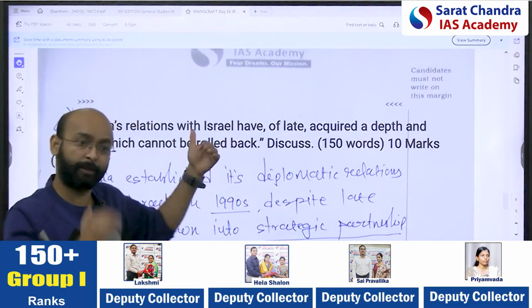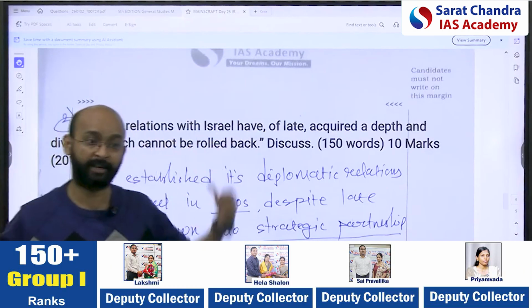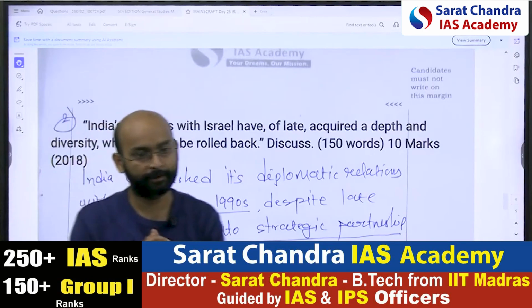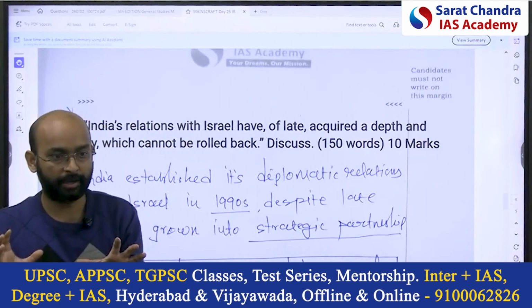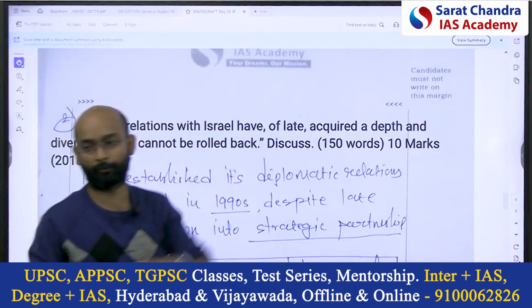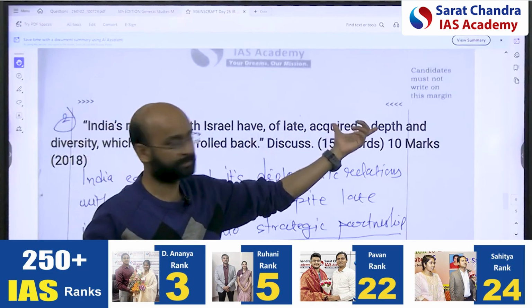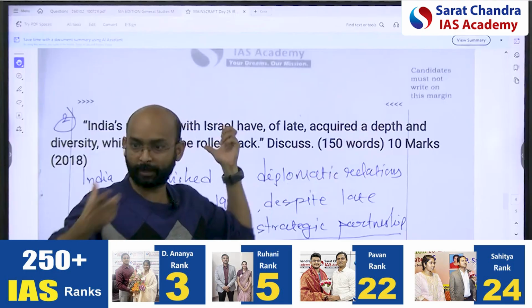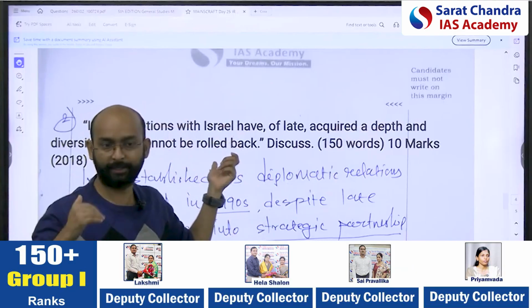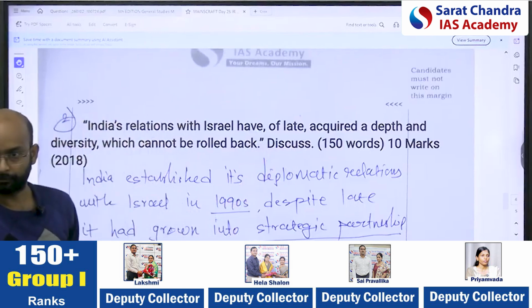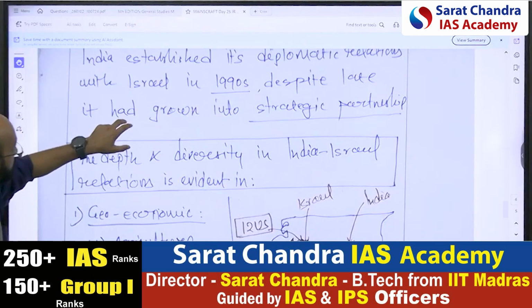Yes, it's very deep, but challenges are still there which can threaten India-Israel relations. At the end, in the conclusion, you have to say that we need to work in some areas so that this relation can flourish more. Right? So that should be the structure. First, you have to talk about how it has acquired depth and diversity, in what areas. Then you have to talk about the challenges that still exist and that they should keep working on them. Clear? Now let's see the answer here.